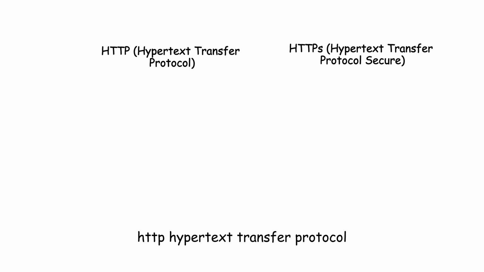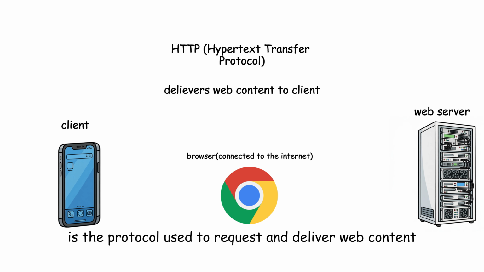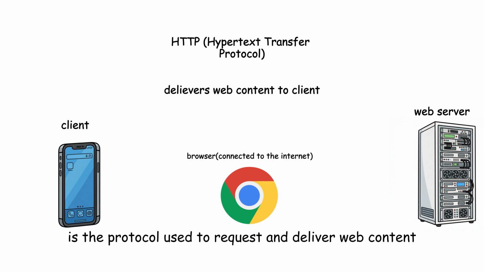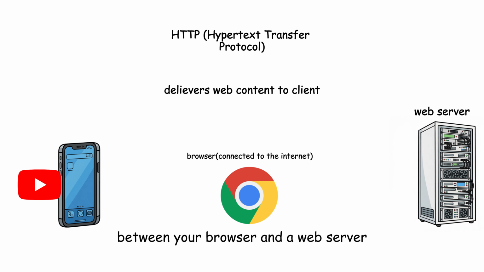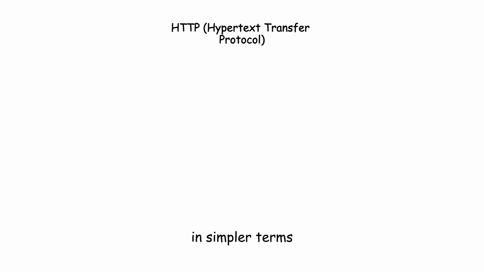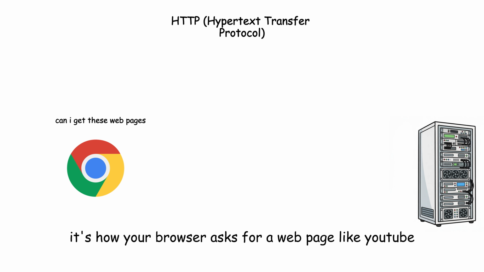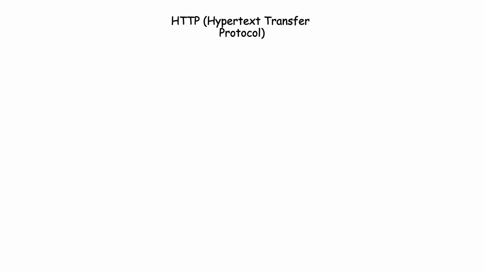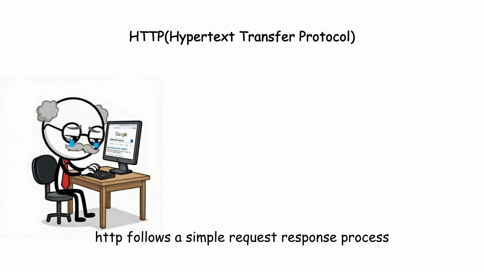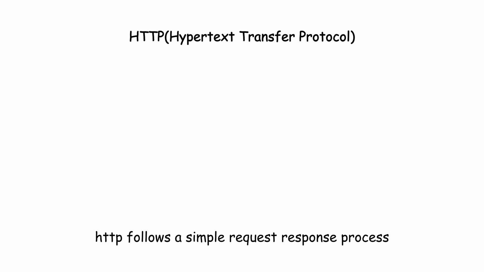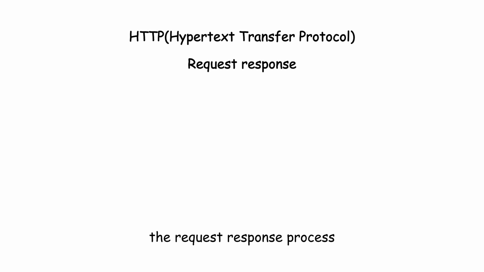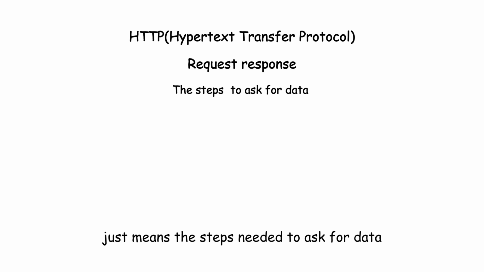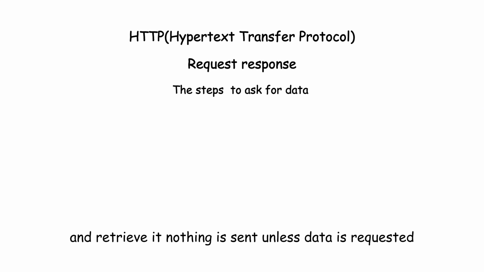HTTP, Hypertext Transfer Protocol, is the protocol used to request and deliver web content between your browser and a web server. In simpler terms, it's how your browser asks for a web page like YouTube, Google, or other stuff you like to look at, and how the server sends it back. When you visit a website, HTTP follows a simple request-response process. The request-response process just means the steps needed to ask for data and retrieve it. Nothing is sent unless data is requested first.